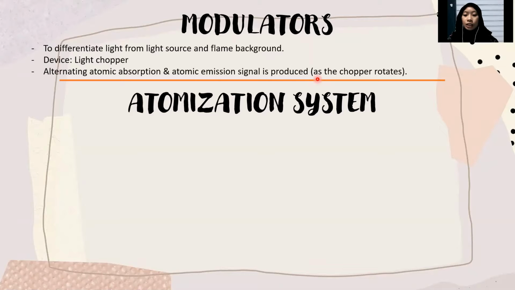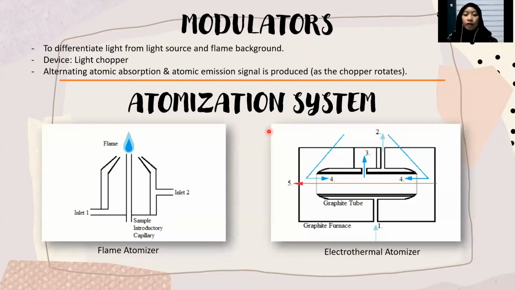Next is the atomization system. Among the many steps in AAS, atomization is the most crucial step. Why so? This is because the sensitivity of the reading is determined in this step. The two most commonly used atomizers are the flame atomizer and the electrothermal atomizer. Flame is a continuous atomizer and electrothermal is a discrete atomizer.